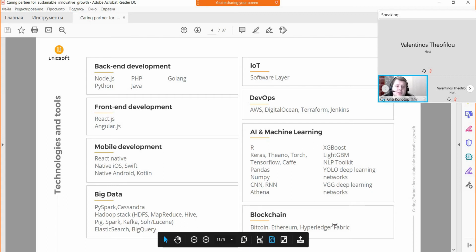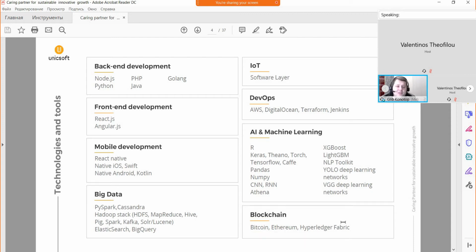But what's more important for today's meeting, we are really blockchain enthusiasts and experts. Among our tech stack are Bitcoin, Ethereum, and IBM's Hyperledger Fabric. Those are, I would say, the three cornerstones of our blockchain experience, and we use them actively to build blockchain-based solutions.